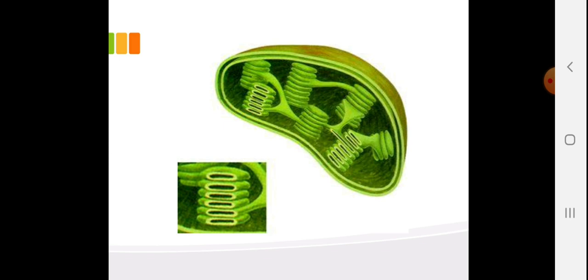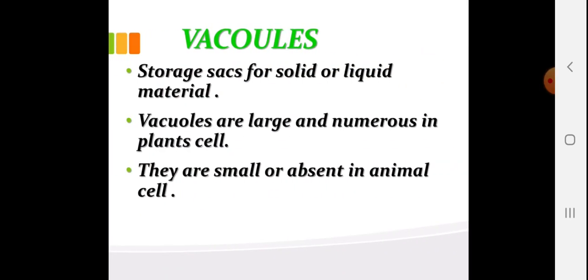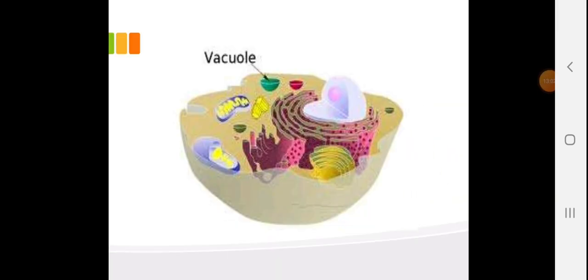They are in the arrangement of the granum. Vacuoles. Vacuoles are the storage sacs for solid or liquid materials. They are large and numerous in the plant cell because they need to store water whenever it is available. They are small or absent, especially in animal cells. Small vacuoles are present in the cells.